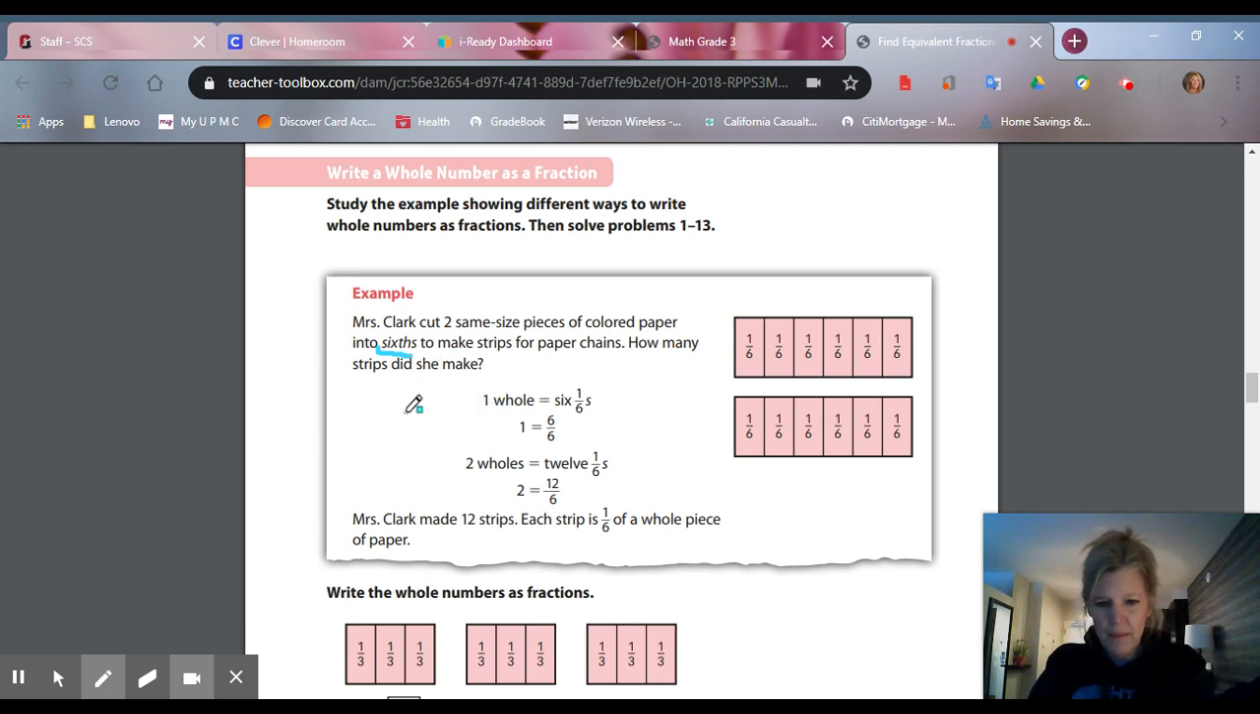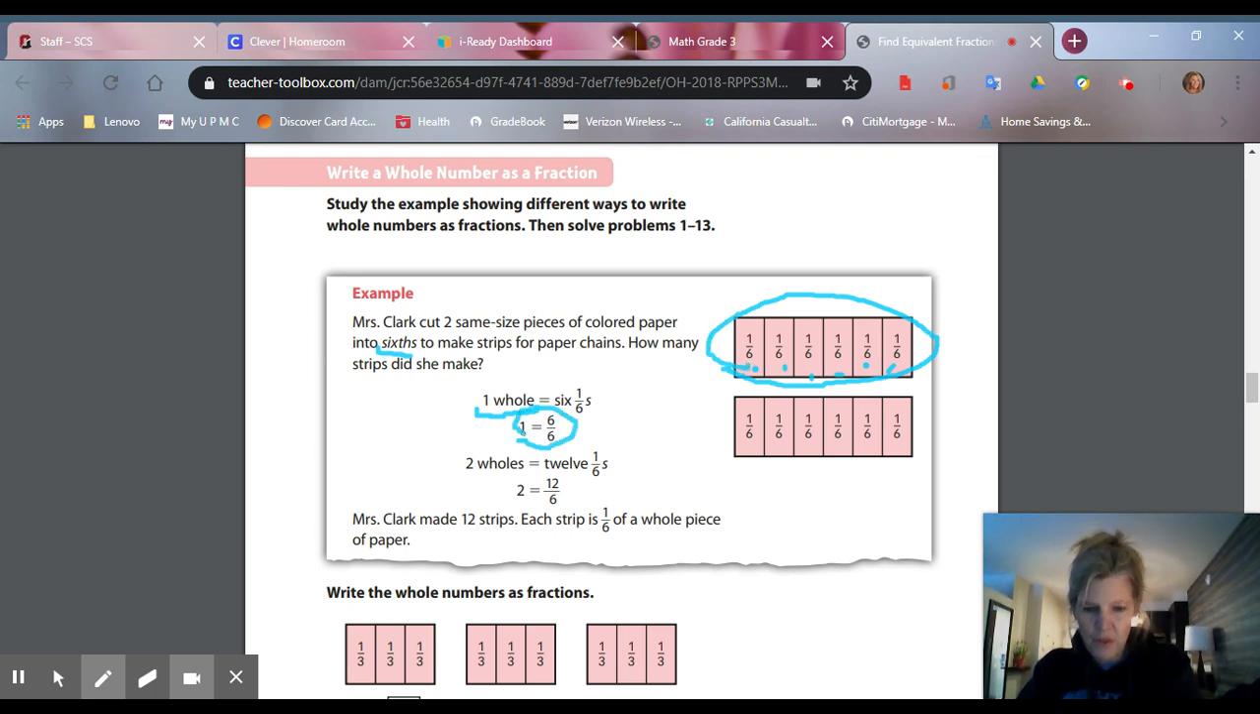One whole piece of paper cut into sixths is how many sixths? Well, there's 1, 2, 3, 4, 5, 6 of them. 6 sixths. So you take that one whole piece of paper, and it's the same as 6 sixths, as I've shown you here. But she did 2 pieces of colored paper.